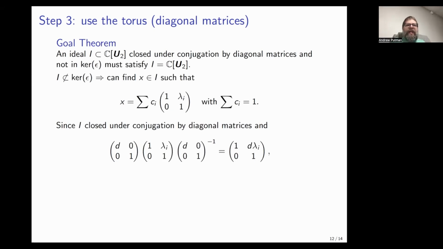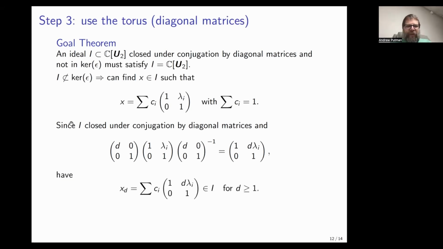Now, let's remember we have this calculation. I is closed under conjugation by diagonal matrices. And if you conjugate the matrix (1 lambda; 0 1) by the diagonal matrix D, it multiplies the lambda by d. By the way, I'm using the fact now that we're working over a field of characteristic 0. Of course, if we're working over a field of finite characteristic, these diagonal matrices might not be invertible. So that's why things are much harder over fields of finite characteristic. You have to do something more arithmetic in that case. But here we can just do this.